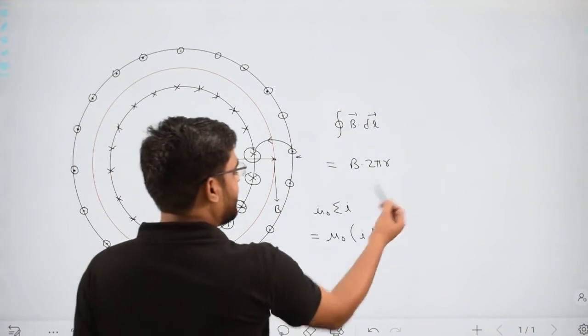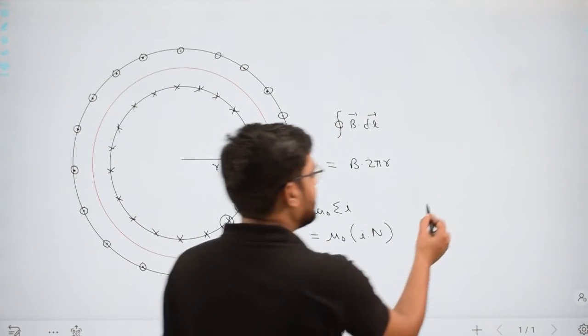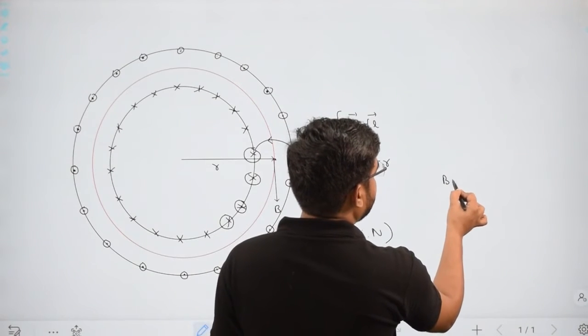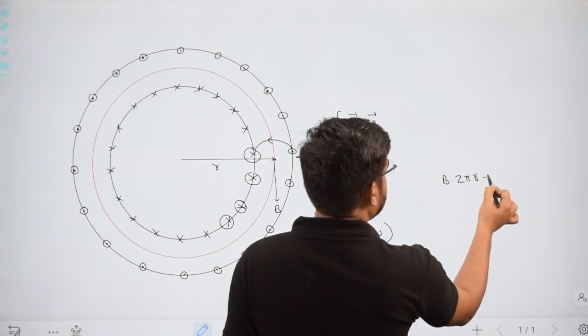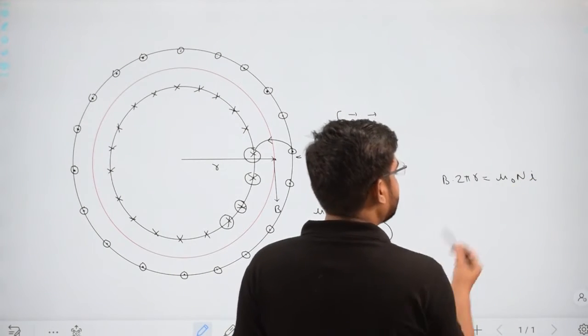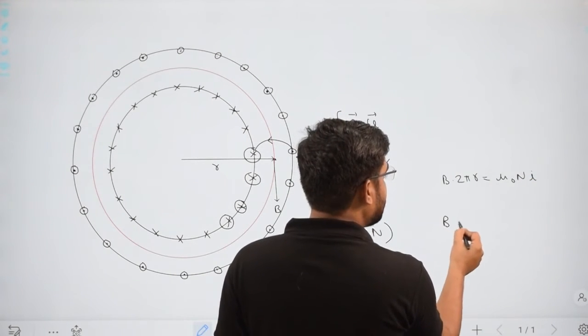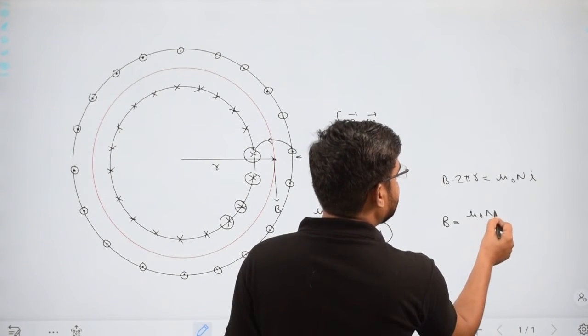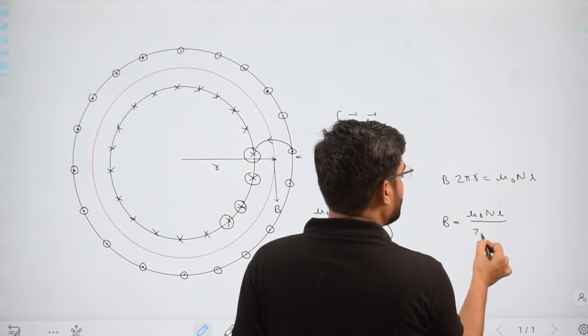Now I'll equate these two to get the magnetic field. So B into 2 pi r is nothing but mu naught capital N I, and this 2 pi r goes there. So B is equal to mu naught capital N I by 2 pi r.